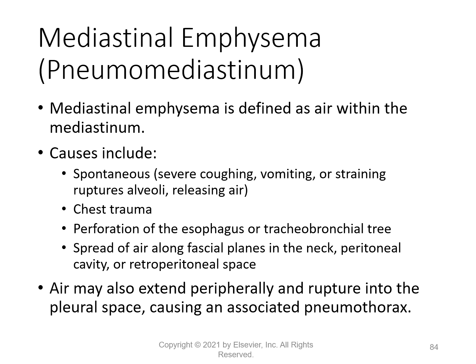Finally, it could be perforation of the esophagus or tracheobronchial tree, which both run straight down the mediastinum, so that could introduce air to the area, or the spread of air along fascial planes of the neck, peritoneum, and retroperitoneal space. Air can also extend peripherally and rupture into the pleural space, causing an associated pneumothorax. So the pneumothorax could come first, or the mediastinal emphysema could cause a pneumothorax.